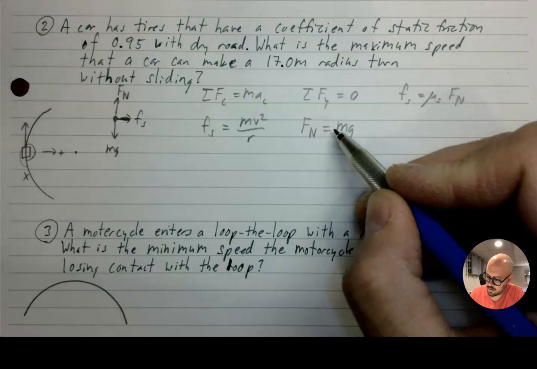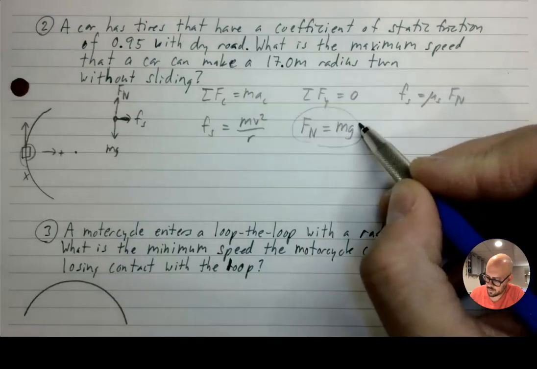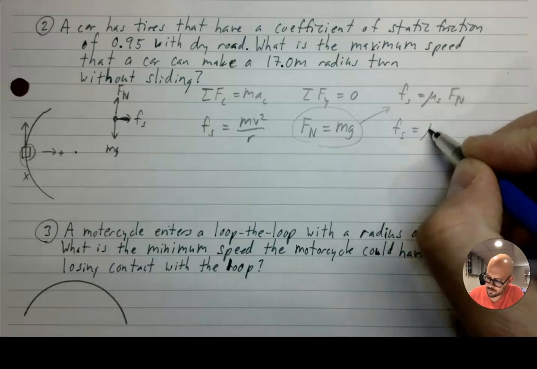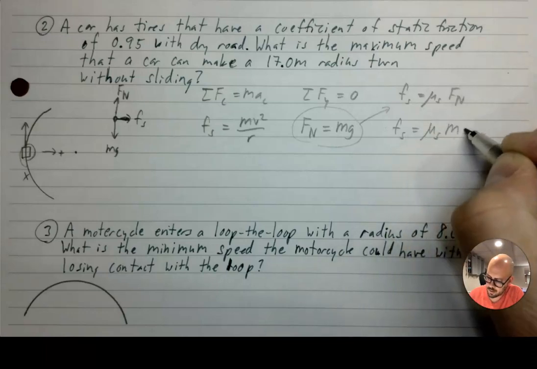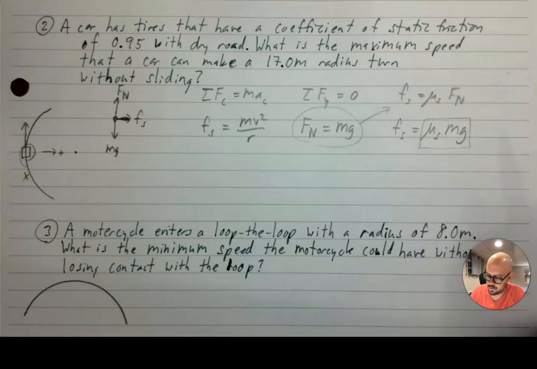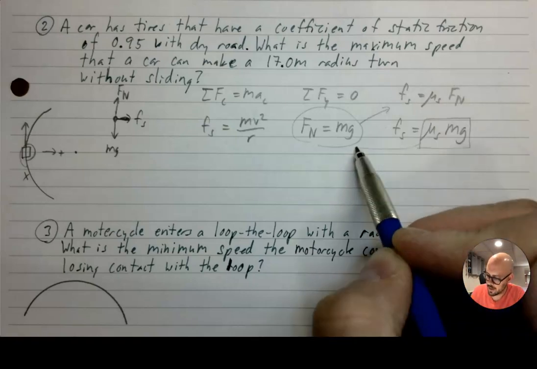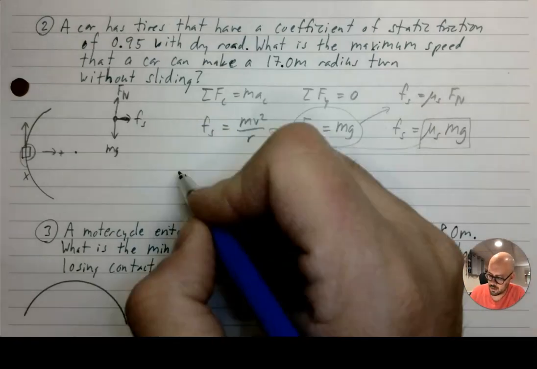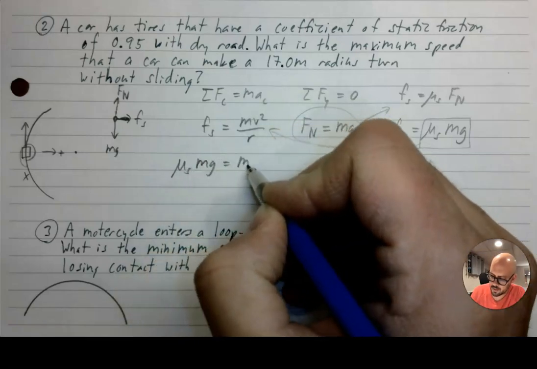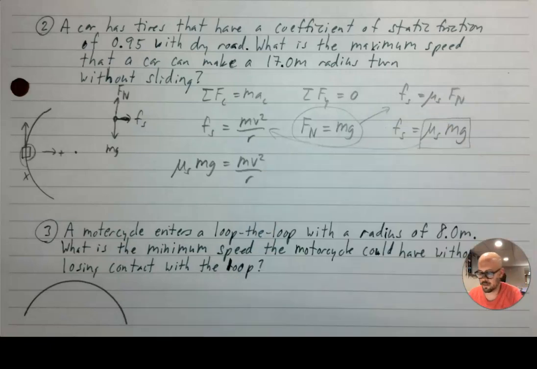But I can take this and give it to the friction equation. So the static friction force is going to be equal to mu sub s times mg. Now that I have found this expression, which is fairly common but not universal, I can bring it back to this equation. And I can say mu sub s times mg equals mv squared over r.